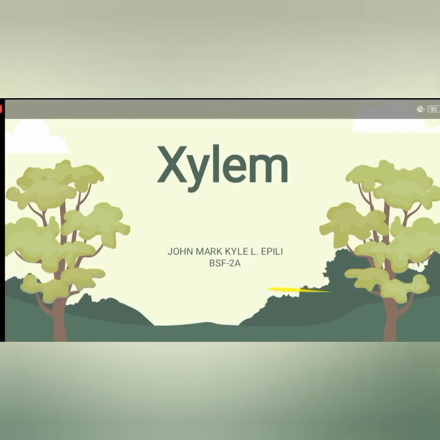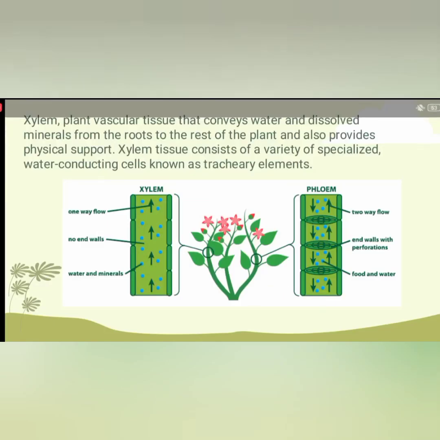Xylem. Xylem is plant vascular tissue that conveys water and dissolved minerals from the roots to the rest of the plant and also provides physical support. Xylem tissue consists of a variety of specialized water-conducting cells known as tracheary elements.